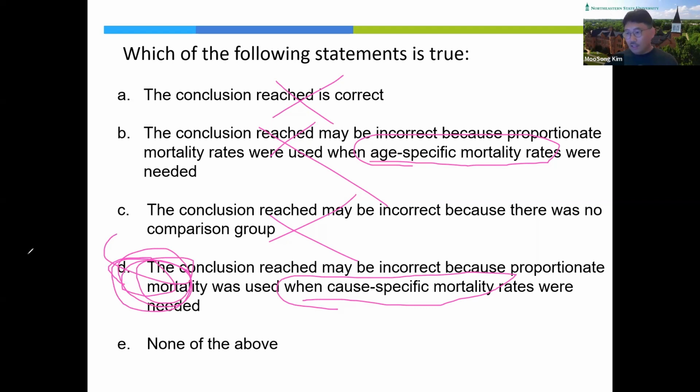So today we talked about mortality rate. We learned about the different types of mortality rate: annual, age-specific, cause-specific, case fatality rate, and proportionated mortality rate. We also talked about the characteristic of proportionated mortality rate. So we have some in-class questions. In the next video, I will work on the review questions with you together. Okay? Thank you.